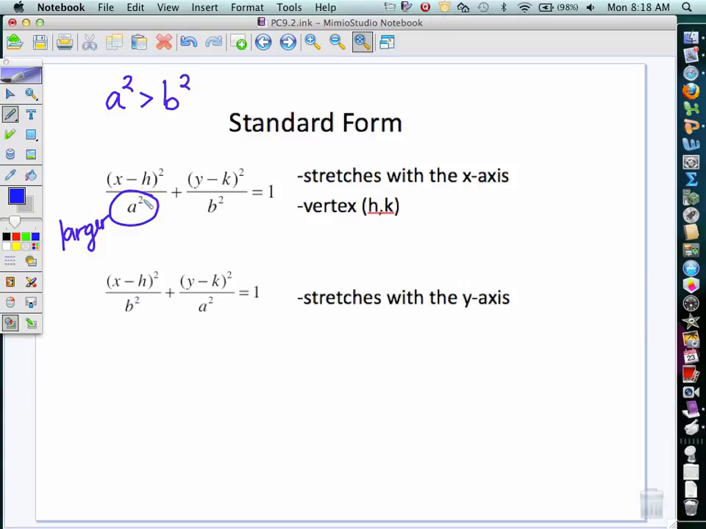So if a is the larger value and it's underneath the x's, then you are stretching it with the x-axis. And if your a squared is below your y's, then you're going to stretch it with the y-axis. So this one here is more oblong with the x-axis. And the one down here is more stretched with the y-axis. And that's because of where the larger number is, whether it's below the x's or below the y's. Now your h, k is still your center. And then your equation is equal to 1.